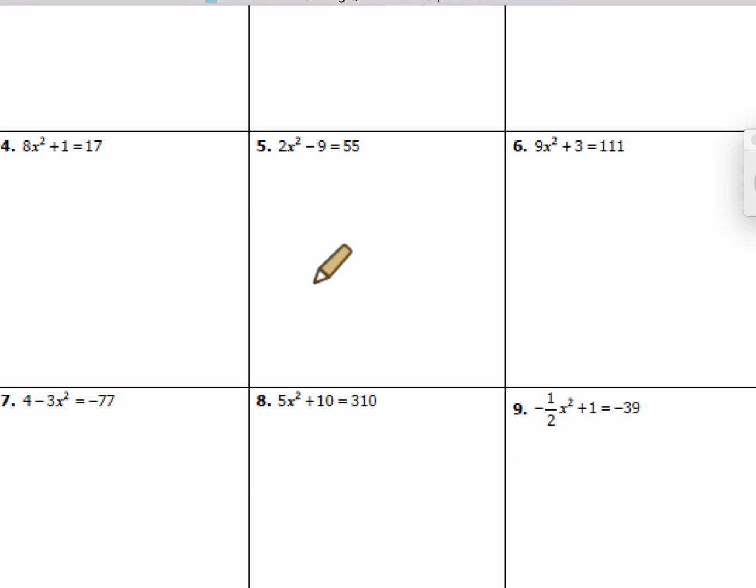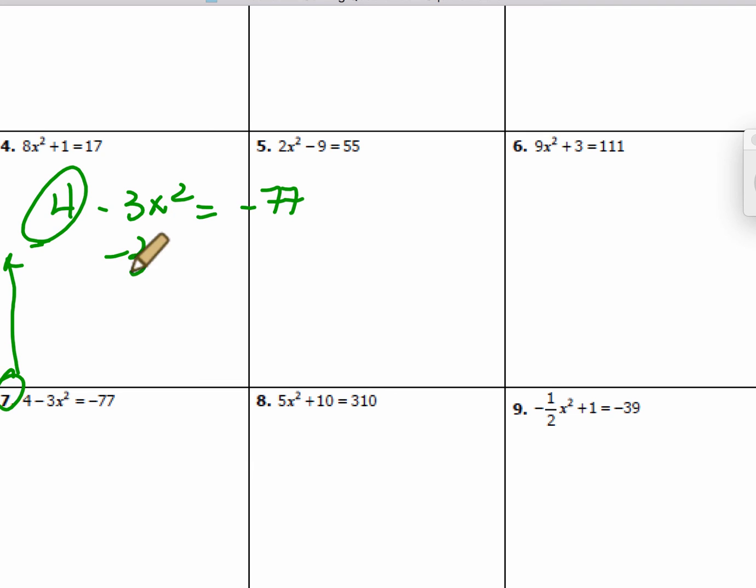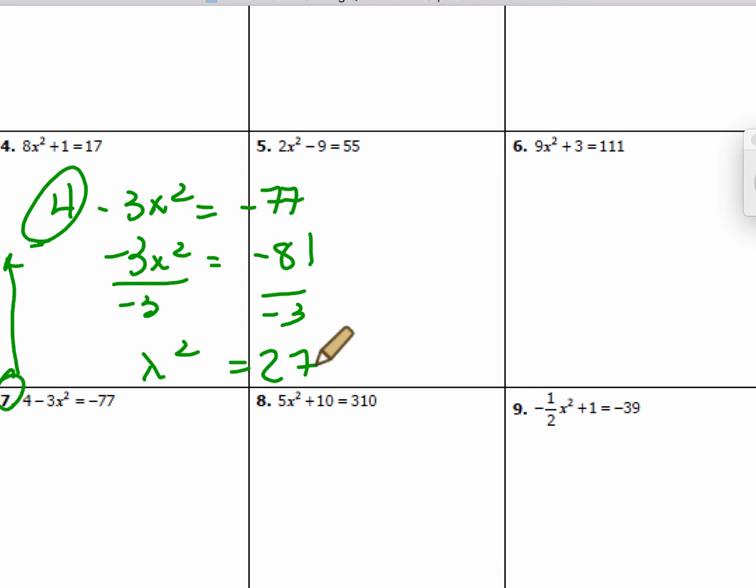Okay, let's go down over here to number 7. I'm going to do it up here. Remember, I'm trying to isolate the x squared, so I need to subtract 4 from both sides. So I get negative 3x squared is negative 81. Now I'm going to divide both sides by negative 3, which gives me x squared is positive 27. Once I've isolated x squared, I'm ready to take the square root of both sides, and remember, I have to do plus or minus.